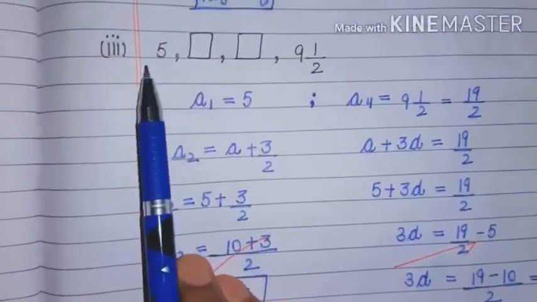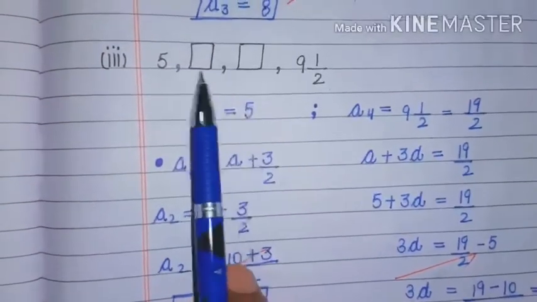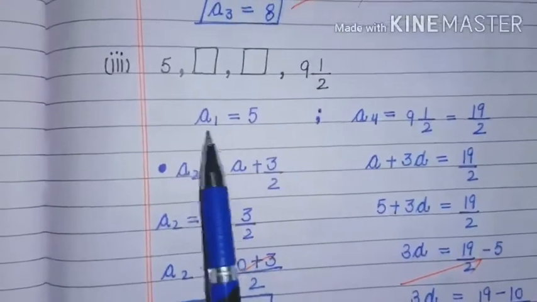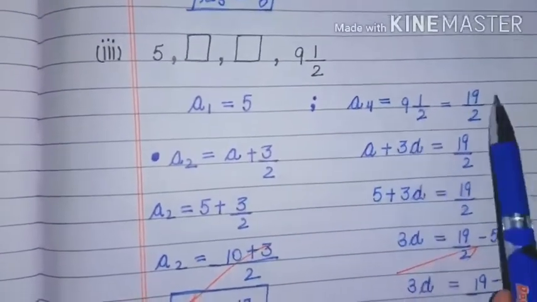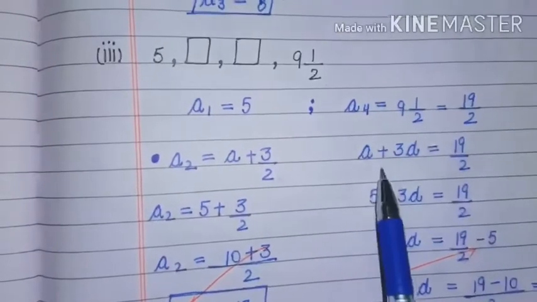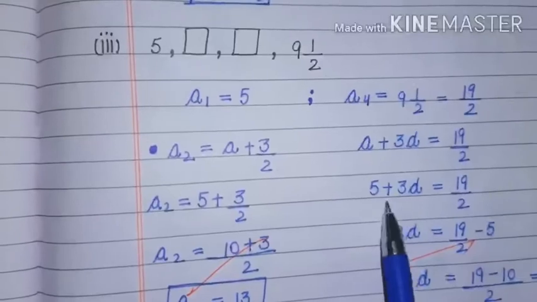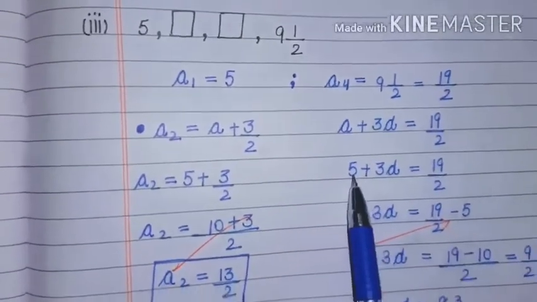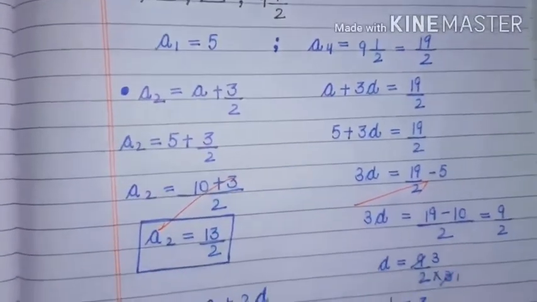Yes beta. The first term is 5 and there are 2 missing terms, second and third, and the last, or you can say the fourth term, is 9 1 by 2. So the first term is 5 and the last term a4 is 9 into 1 by 2, that is 19 by 2. So you will put the value of a4, it is a plus 3d, that is 19 by 2, and from there you will find the value of d.